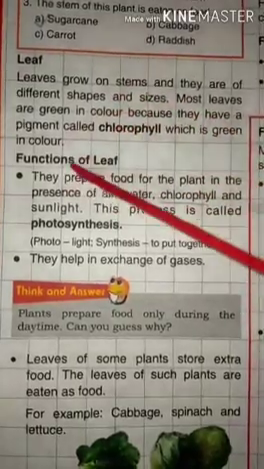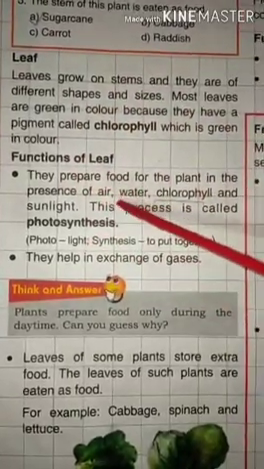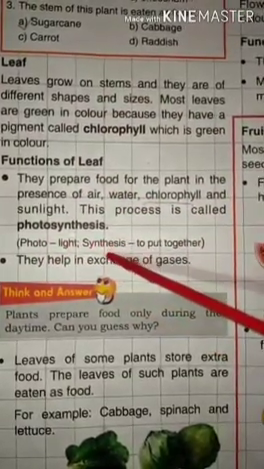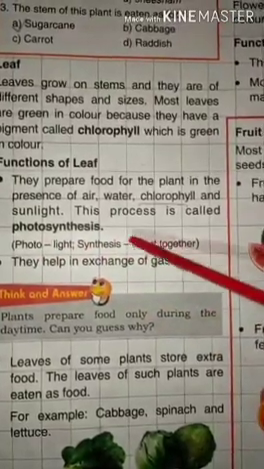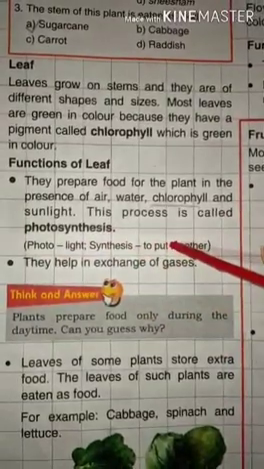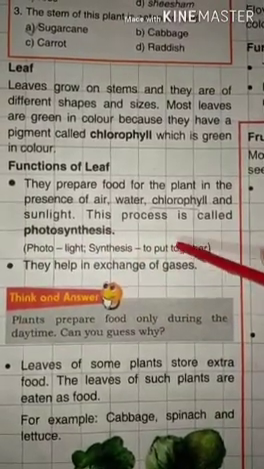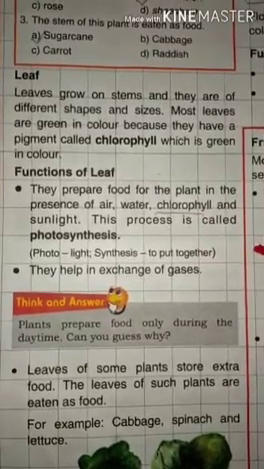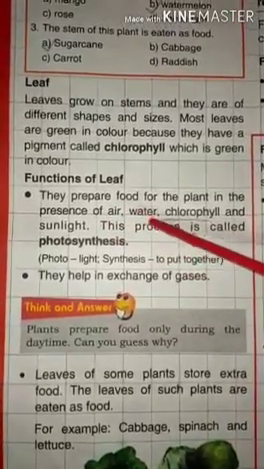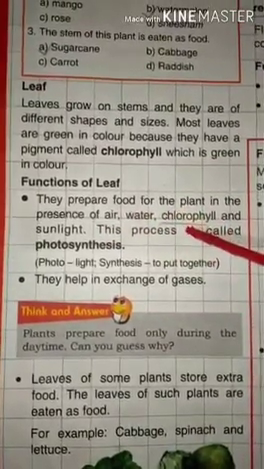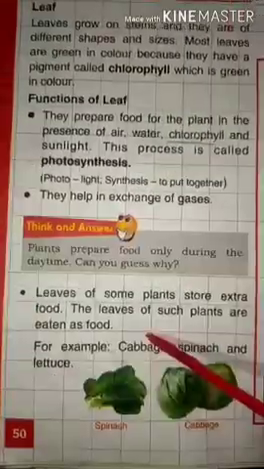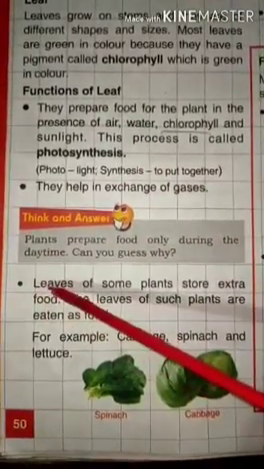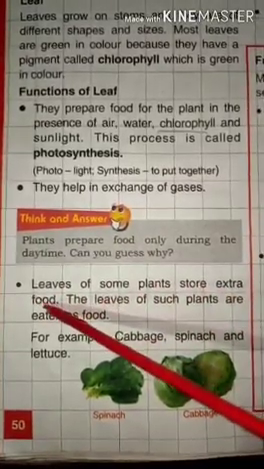Now we will know about the function of leaf. Just now I explained about photosynthesis. Photo means light and synthesis means to put together. So photosynthesis is using light to put things together. Plants use this process to make their food with the help of sunlight, water, chlorophyll and CO2. Leaves also help in exchange of gases.